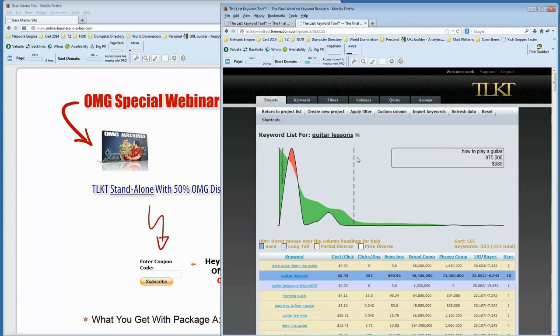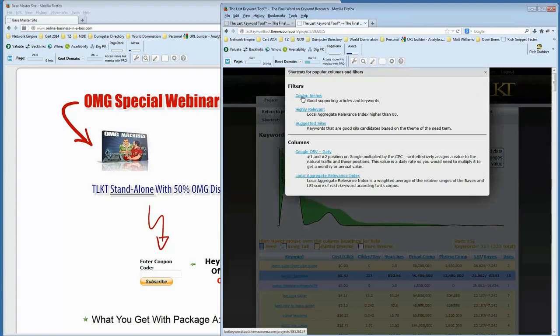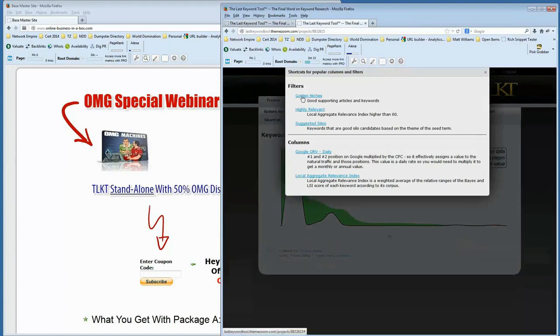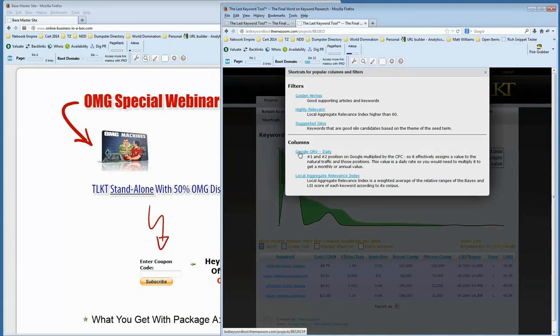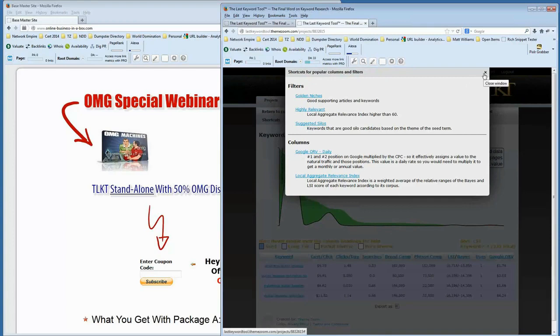Sure. All right, so back on guitar lessons, if we take a look at our shortcuts again, we can go for the golden niches. And I think while we're looking at golden niches, let's also take a look at the Google ORV. When would I use golden niches, though? I don't really get that.